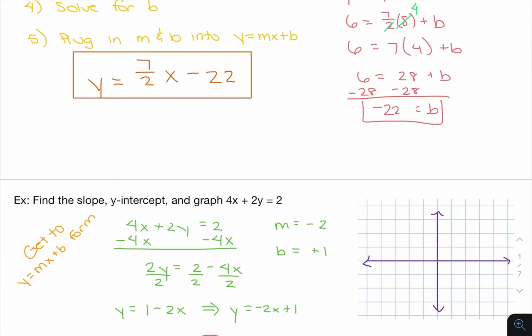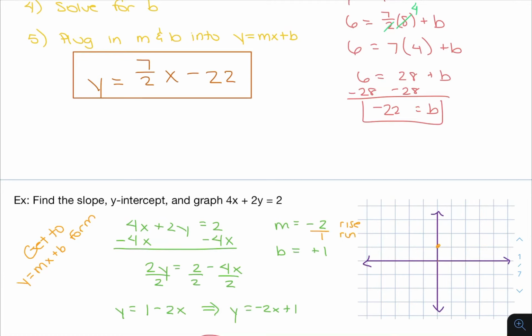If we wanted to draw a sketch of the graph, remember that the y-intercept tells us where to begin. So we have to begin at 1. So we can plot our point at 1. And the slope tells us where to move. Since our slope is negative 2, we can actually rewrite this with a denominator. That way we can determine what our rise and what our run is. So if we rewrite this with a denominator, we can always rewrite a whole number over 1. So this means that our rise is negative 2 and our run is 1.